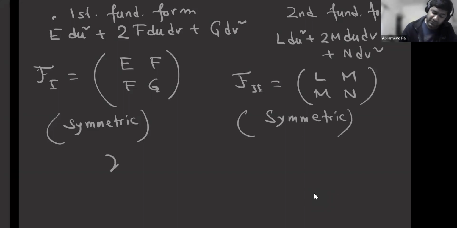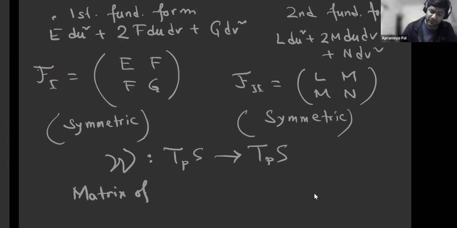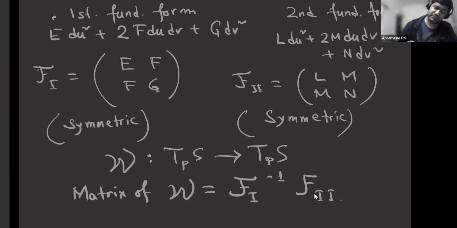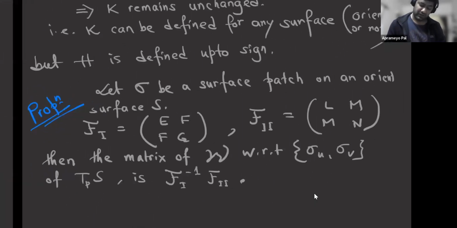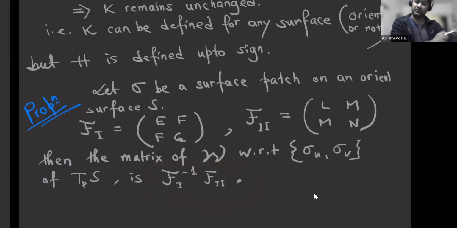And now you have the Weingarten map from T_P S to T_P S. So you are saying the matrix of this linear map is nothing but Fi inverse Fii. Okay, so that's the content of this proposition. The matrix of the Weingarten map is given by Fi inverse Fii.